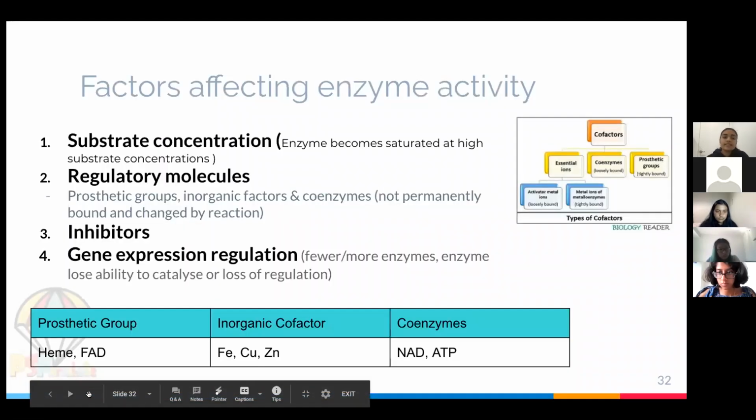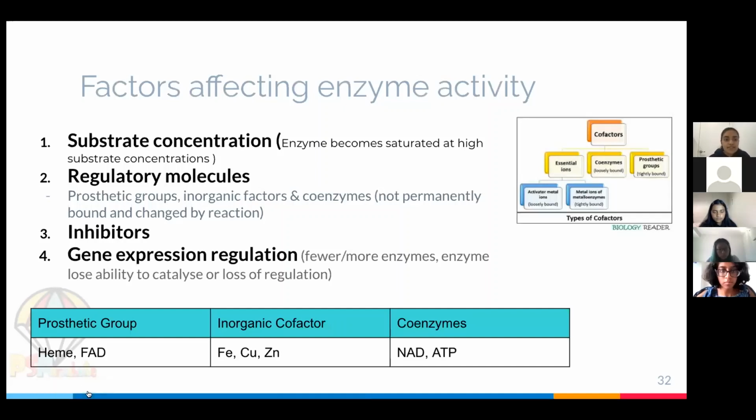Next slide, please. So, factors affecting enzyme activity. There are 4 main factors. The first one is substrate concentration. If there's too much substrate, then enzymes can become saturated, and that can decrease the rate of activity of the enzyme, because many enzymes are already filled with substrates. They can't attach to new substrates.